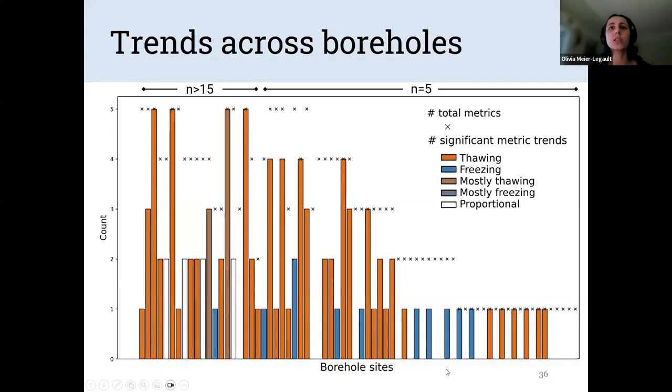It's of course important to note that the duration of the data can impact the trend results. And this is because certain metrics are more sensitive to short-term changes.